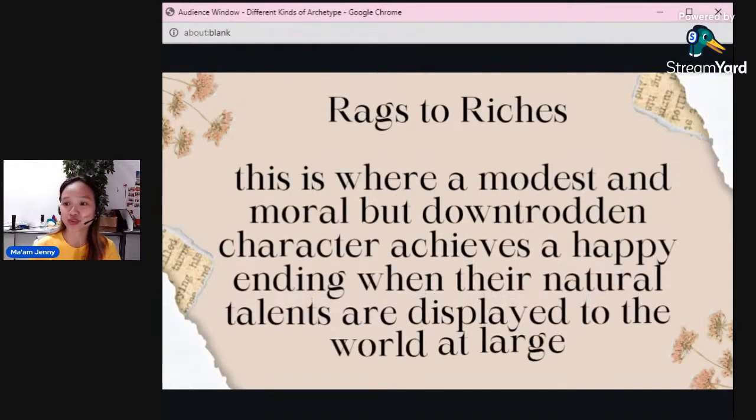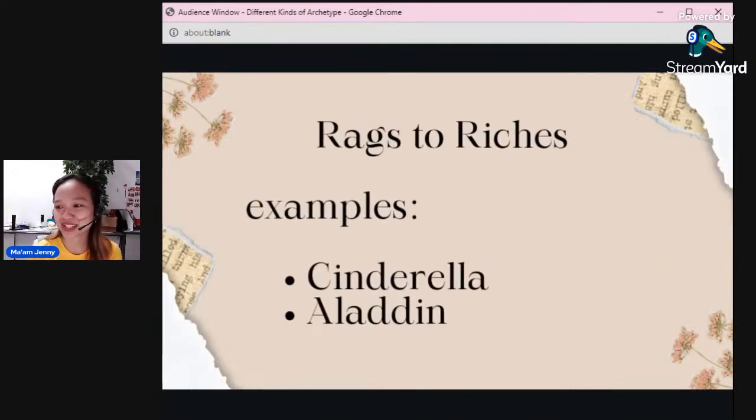Next, we have rags to riches. This is where a modest and moral, but downtrodden character achieves a happy ending when their natural talents are displayed to the world at large. So rags, from a very poor, I think yung typical dyan is yung mahirap lang and then they rise up to their situation, right? So example natin dyan is Cinderella and Aladdin.